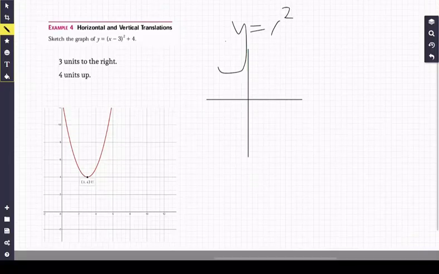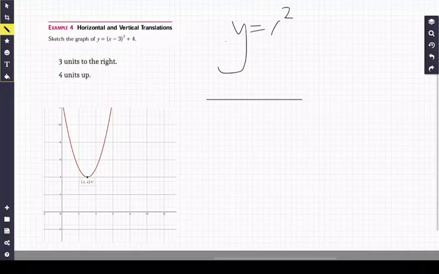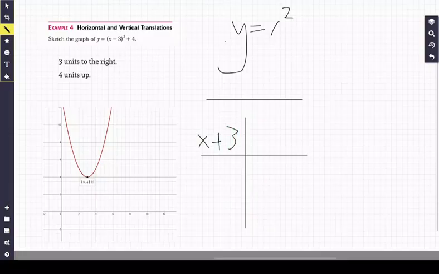However, let's just use this one as an example. So let's look at it, and we can see it's 3 units to the right. So what does that mean? It means our x value is going to become x plus 3 now. And we move 4 units up. So what does that mean? Our y values are going to become y plus 4.